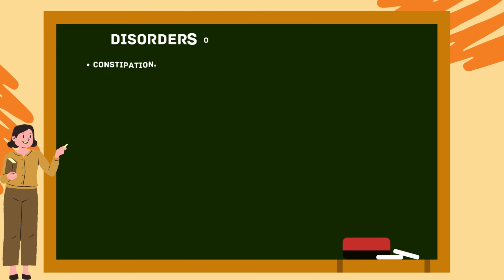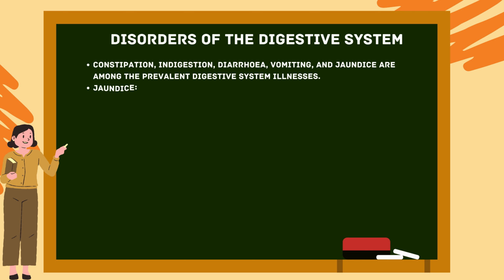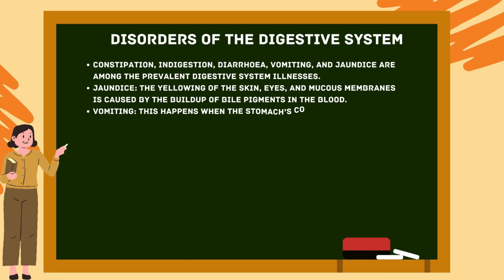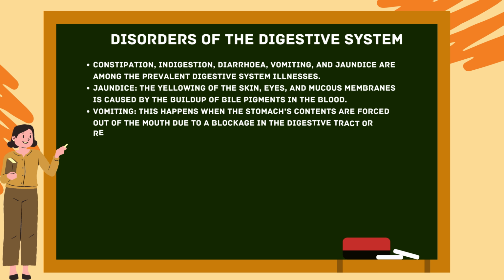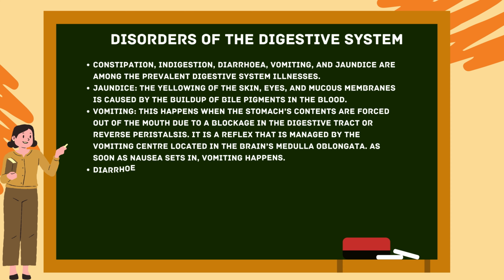Disorders of the digestive system. Constipation, indigestion, diarrhea, vomiting, and jaundice are among the prevalent digestive system illnesses. Jaundice, the yellowing of the skin, eyes, and mucous membranes, is caused by the buildup of bile pigments in the blood. Vomiting. This happens when the stomach's contents are forced out of the mouth due to a blockage in the digestive tract or reverse peristalsis. It is a reflex that is managed by the vomiting center located in the brain's medulla oblongata. As soon as nausea sets in, vomiting happens.